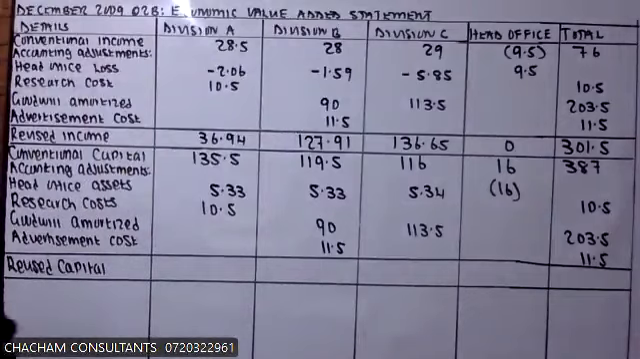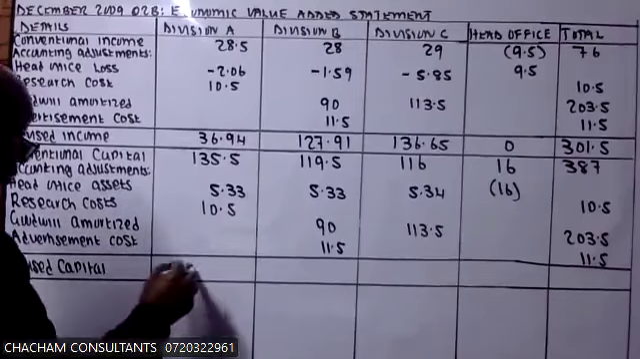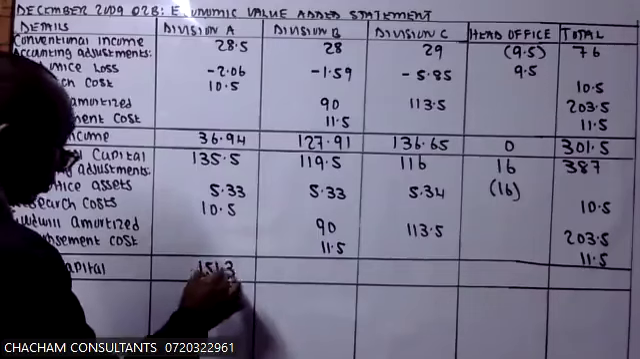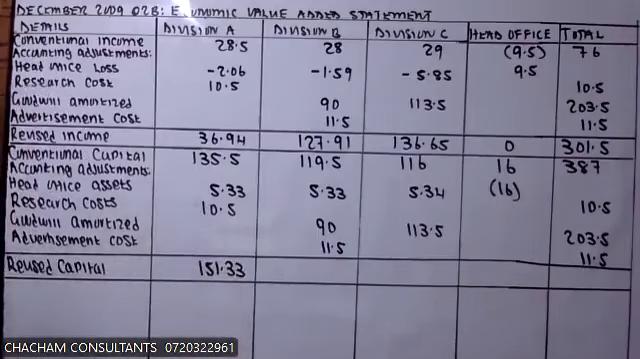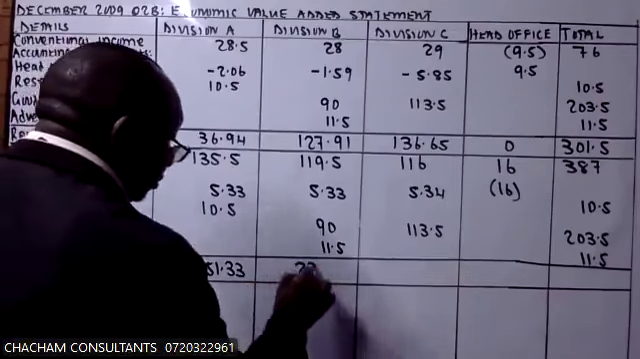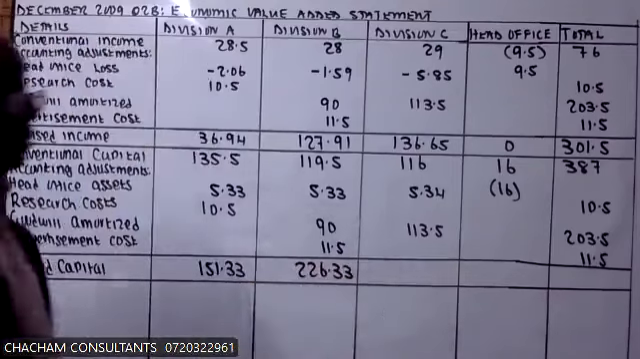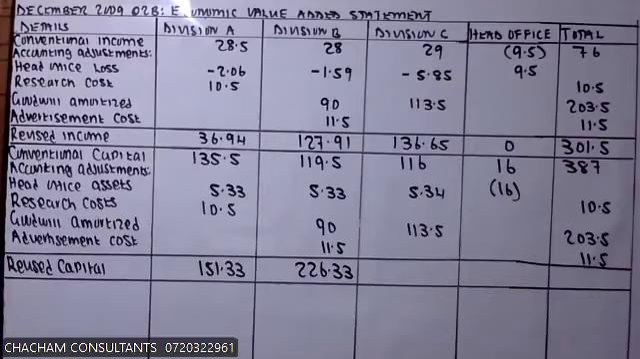Tuanze hapa. $151.33. Next. $226.33. Next.